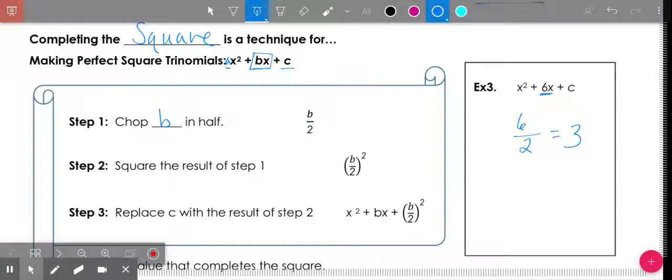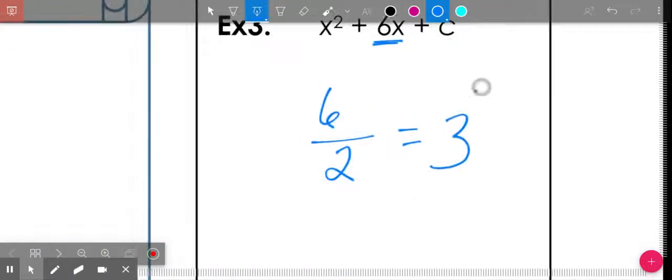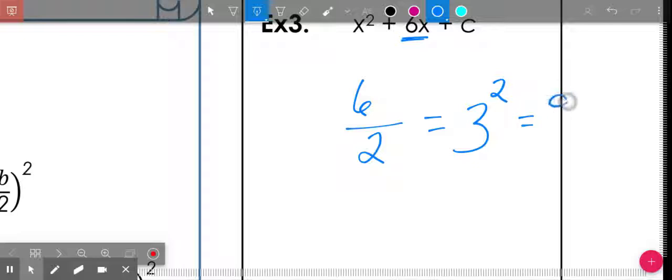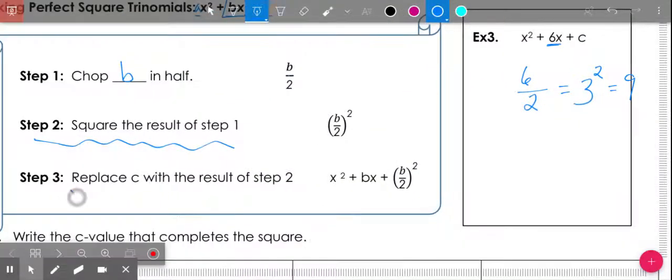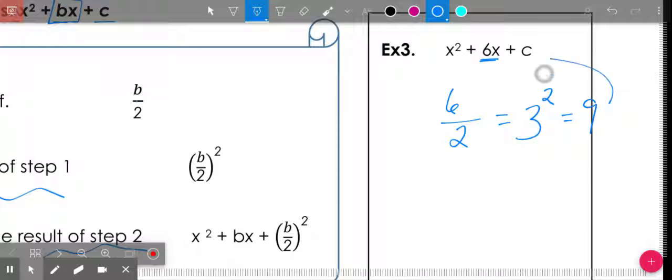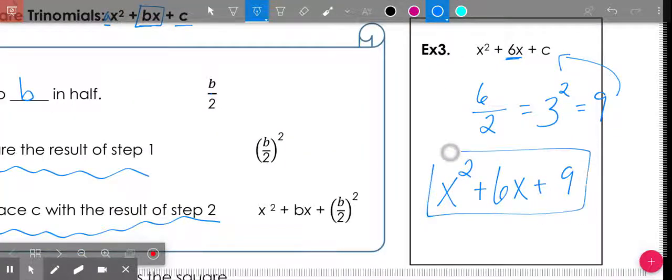Step number 2, square the result of step 1. So then we're going to square that, and 3 squared is 9. And then step 3, replace the c with the result of step 2. So this 9 goes where the c is. So I'll have x squared plus 6x plus 9. And that right there is going to be our perfect square trinomial.